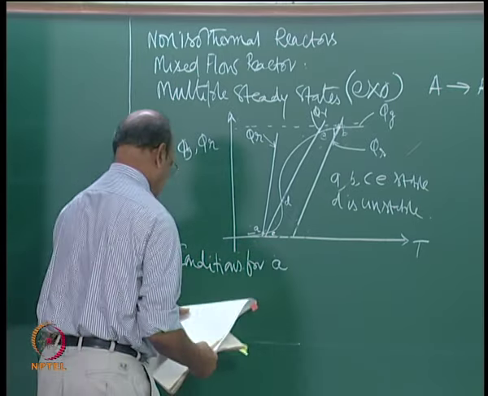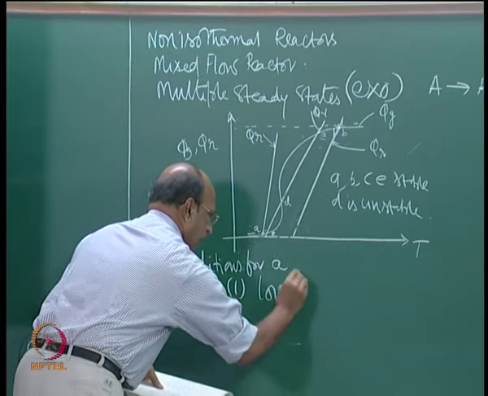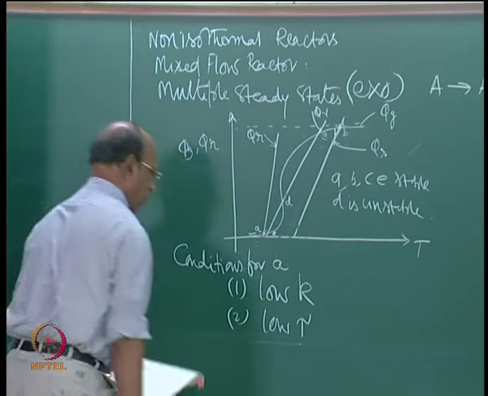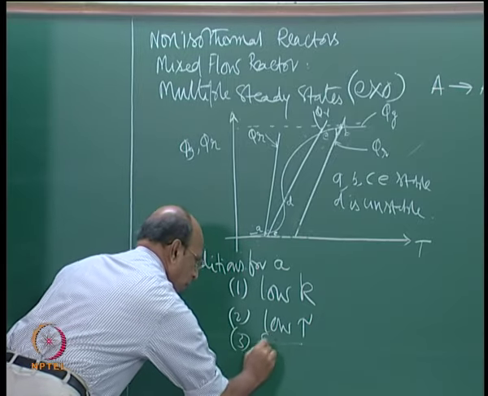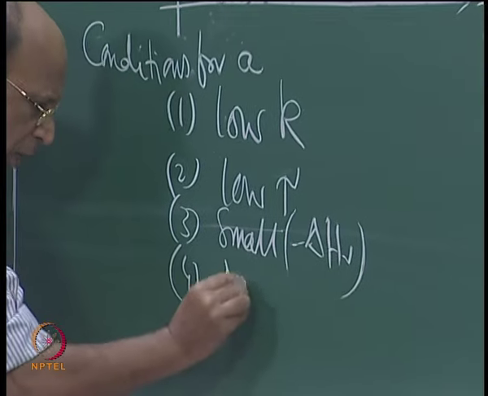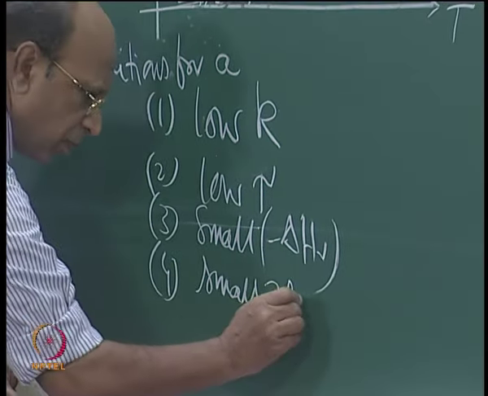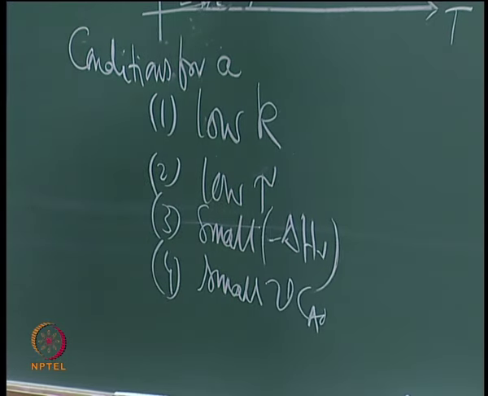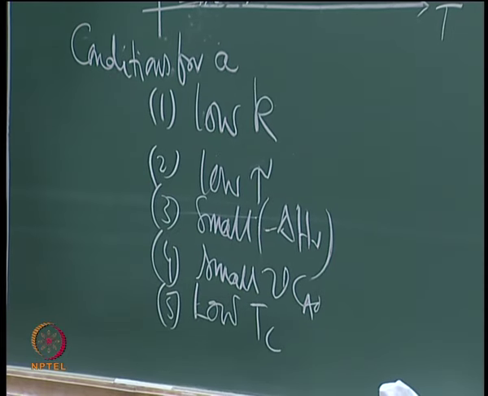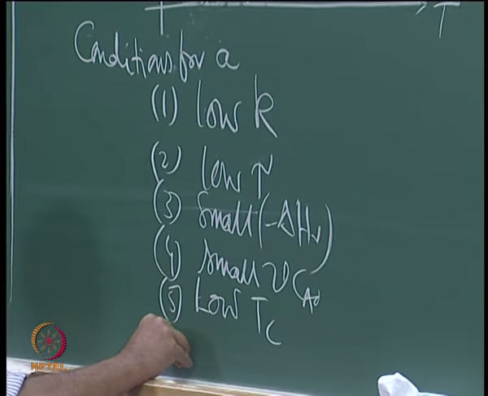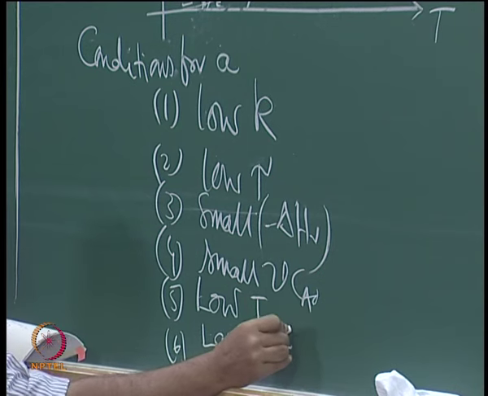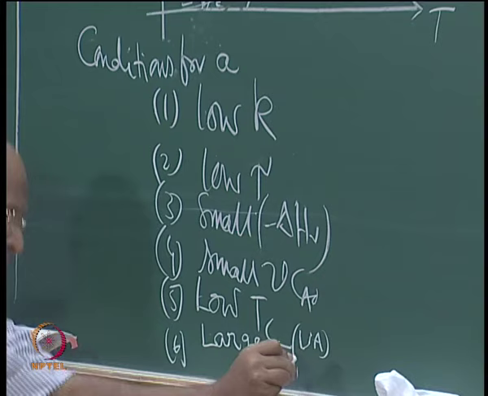So now, the conditions for A are: one, low K value, K means reaction rate constant, or two, it can be low tau, and it also can be small delta HR. And also it can be small V into C A naught. V into C A naught is nothing but F A naught. Okay. So it also can happen with low T C. Or it can also happen with large U A, or separately U or A also, correct?